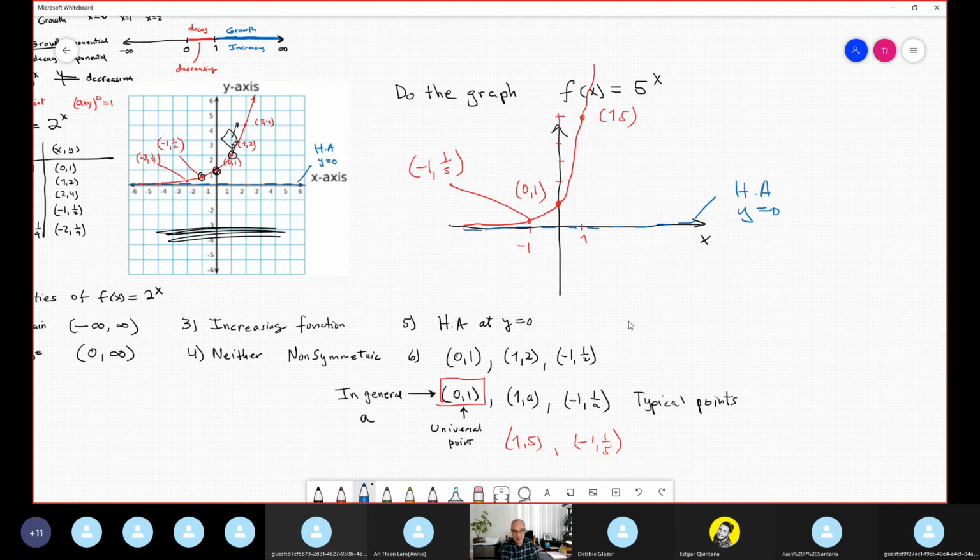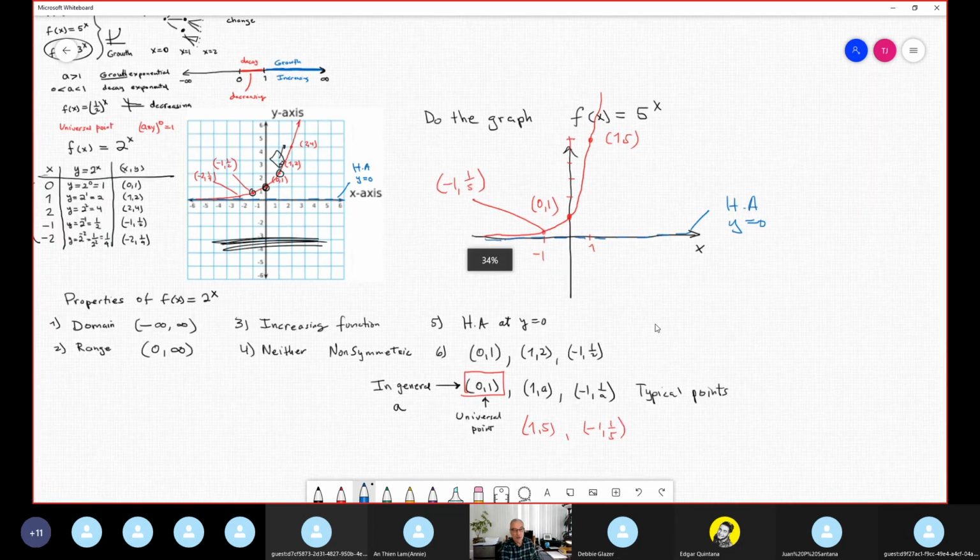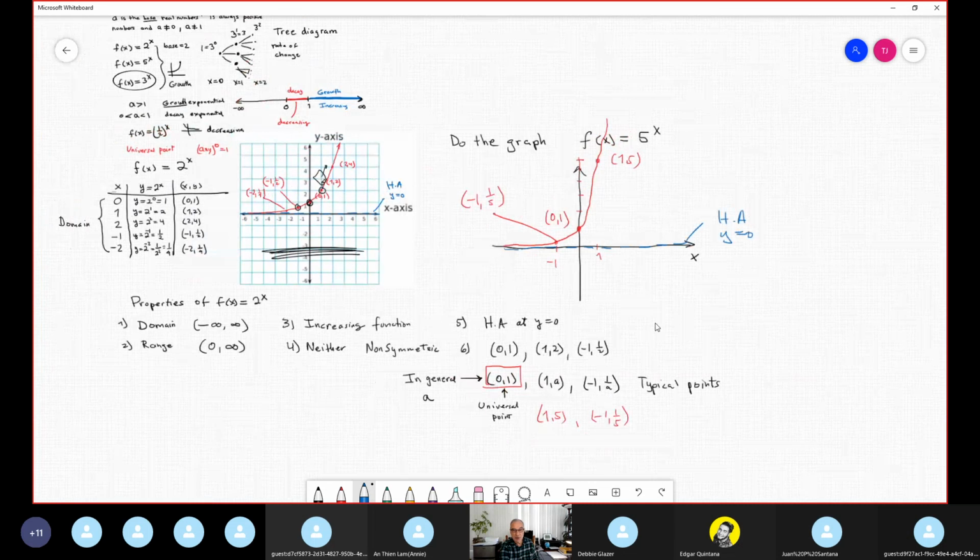So now, after Thanksgiving, we continue doing exponentials. And not only exponential growth, we will see exponential decay also, right?